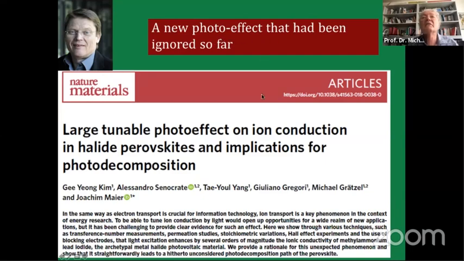For example, one thing that came up that was really disturbing was a new photo effect that was ignored. In other words, Professor Meyer discovered, and we had a joint paper with him in Nature Materials recently, that under light, the ionic conductivity of these ionic crystals increases by more than 100 times. It's a huge effect, and it contributes to instability. So one has to get this under control. And there are always new things popping up with perovskites, so we need to do more research, definitely, to fully understand these complex systems.